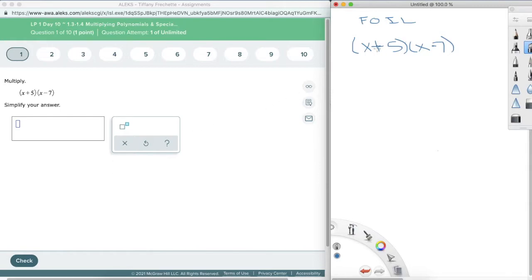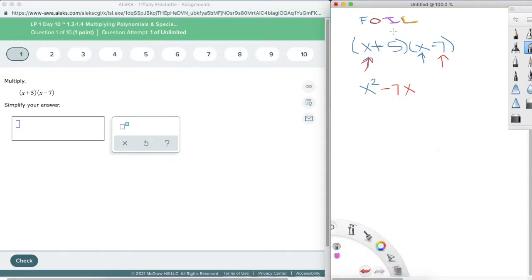So first, and I'm actually going to color code this a little bit. Let's go with pink for the third one. And we'll go with kind of an orange for that last one there. Okay. So first refers to literally the first pieces in each of the sets of parentheses. So we say x times x and we get x squared. Outside refers to literally the farthest to the outside that you can get. So that would be the x and the -7. So we have x times -7, and that would get us -7x.